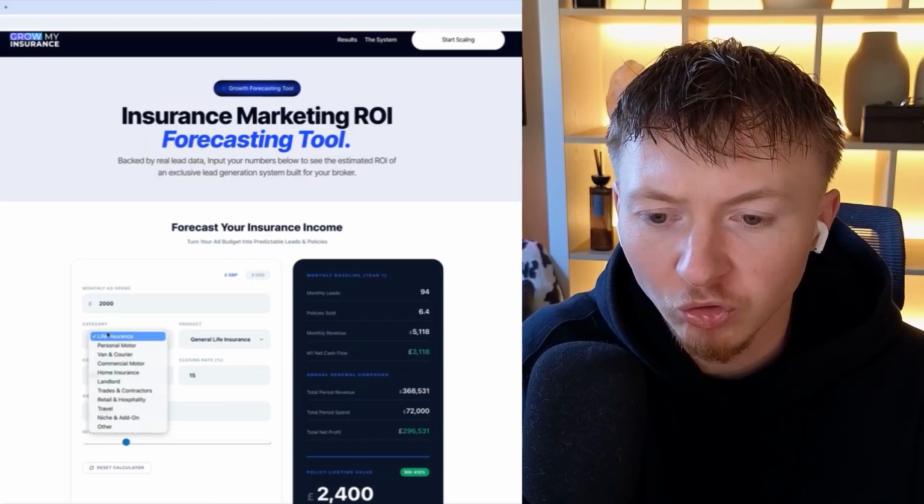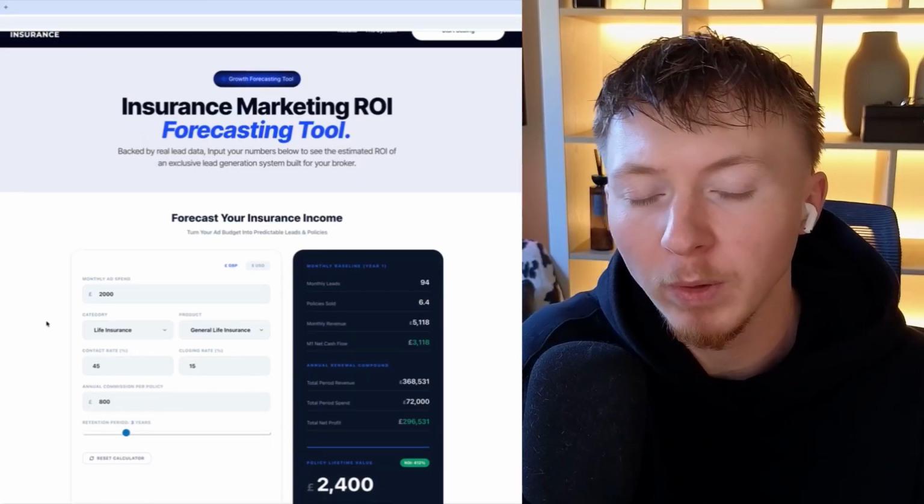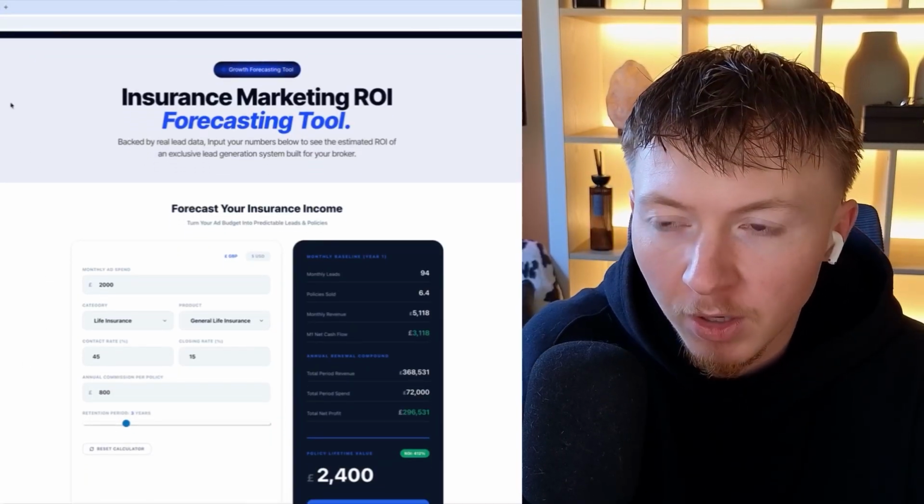You can pick from industry, product within that. Now, before we go into actually how to use this calculator, why should you even forecast your results ahead of time if you're running paid ads for an insurance company?